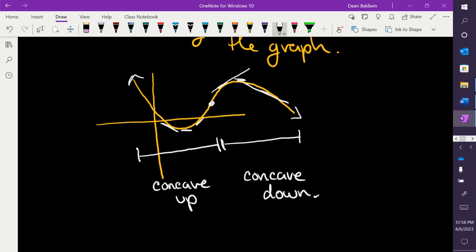All right. So that's sort of a visual cue, but basically it's how the graph is facing. Is it facing down or is it facing up? Concave up is facing up, concave down is facing down.